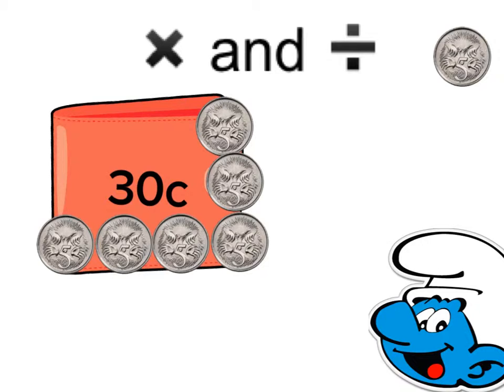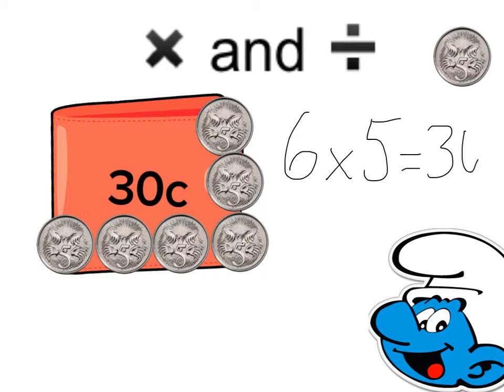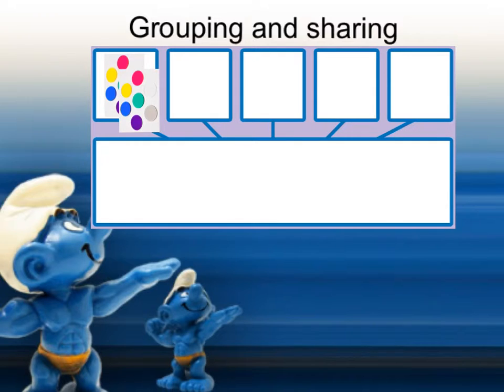1, 2, 3, 4, 5, 6. So if we were going to write that, writing that as a number sentence, it would look like this. 6 times 5 equals 30.